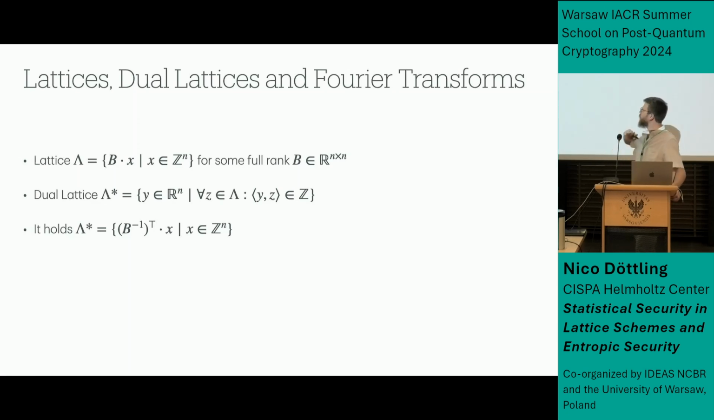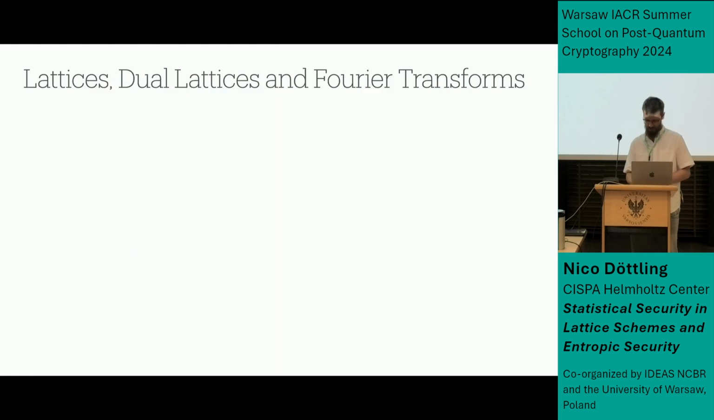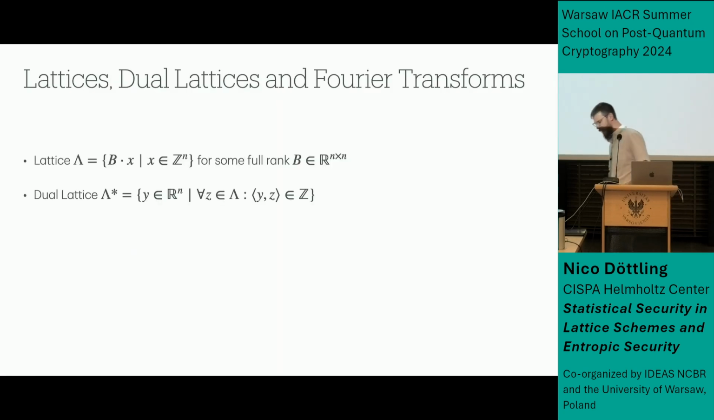I wrote that I'm going to talk about Fourier transforms here, but when I looked at the slides yesterday, I decided to cut this out and instead briefly talk about singular value analysis. Come again? Why is the matrix transposed? Let me look at the time. We essentially have 50 minutes.